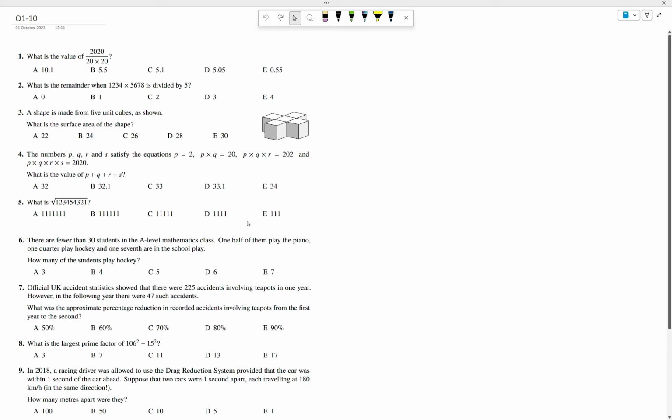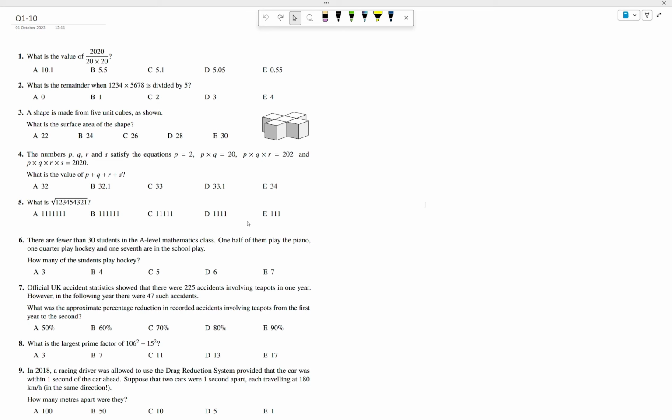Before I get started, I just want to talk about what the SMC is and how the scoring works. The SMC is a challenge run by UKMT, which is targeted at year 13s and below. It's a multiple choice exam where each question has 5 options. The questions will get harder throughout the paper.